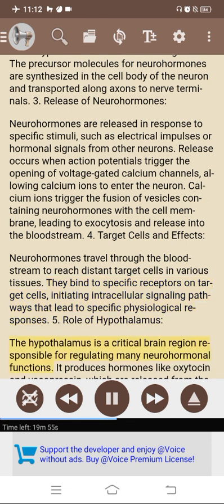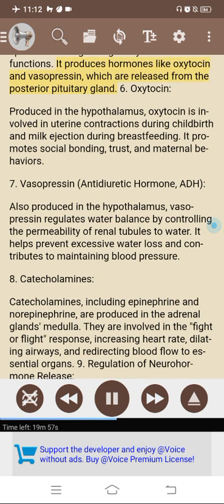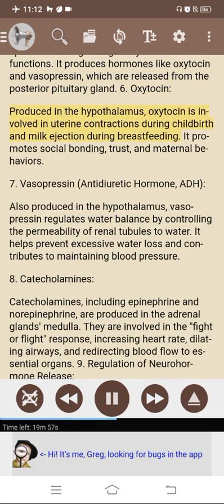5. Role of hypothalamus. The hypothalamus is a critical brain region responsible for regulating many neurohormonal functions. It produces hormones like oxytocin and vasopressin, which are released from the posterior pituitary gland. 6. Oxytocin. Produced in the hypothalamus, oxytocin is involved in uterine contractions during childbirth and milk ejection during breastfeeding. It promotes social bonding, trust, and maternal behaviors. 7. Vasopressin, antidiuretic hormone, ADH.